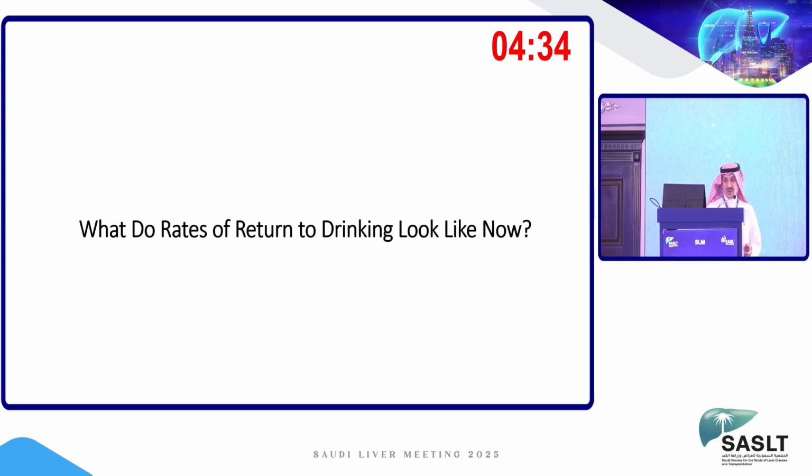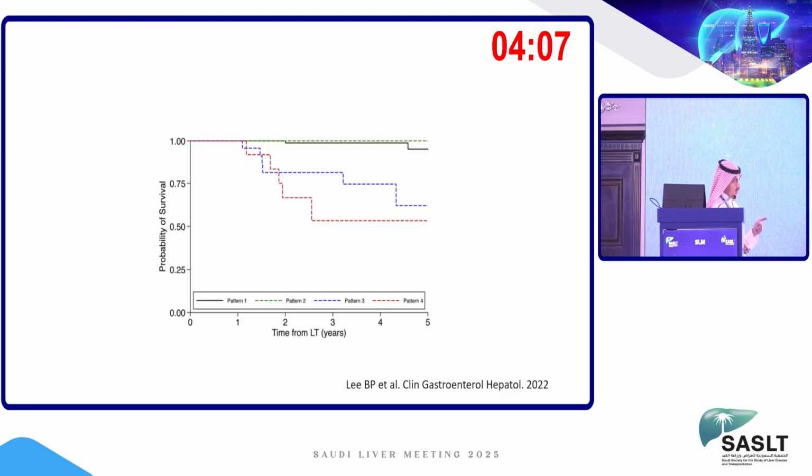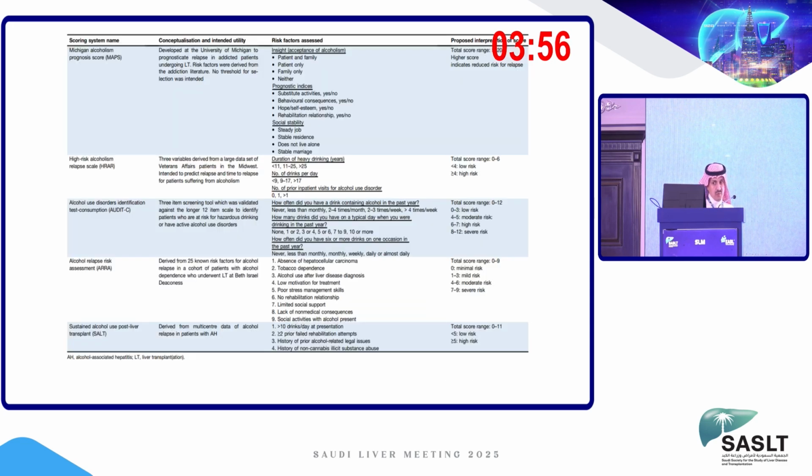So now, what do rates of return to drinking look like? Like what Francisco just showed in his slide. His patient had one relapse before, and one legal issue before transplantation, driving under the influence. In this paper by Brian Lee and colleagues, in their cohort, 70% maintained abstinence lifelong. Only 8 to 10% had very bad and frequent relapses, and this was associated with worse outcomes. So if your patient remains abstinent, the long-term outcome is good, but all of us know that if the patient relapses after transplantation, especially a heavy relapse, unfortunately the outcome will be poor.